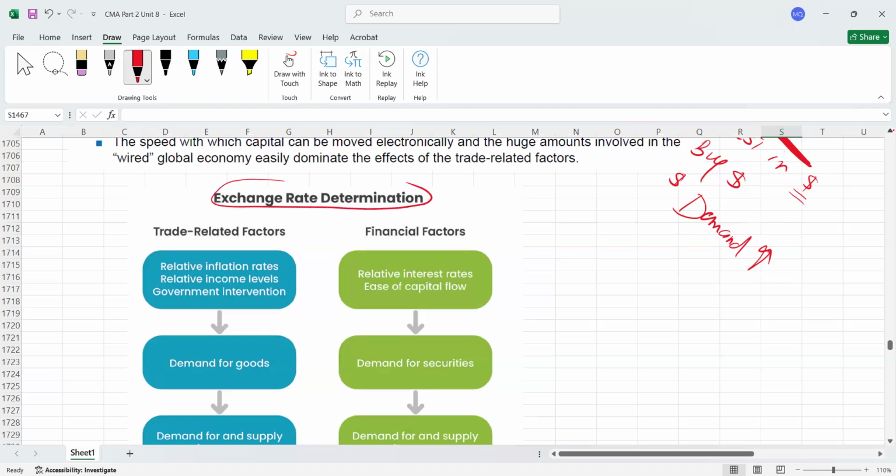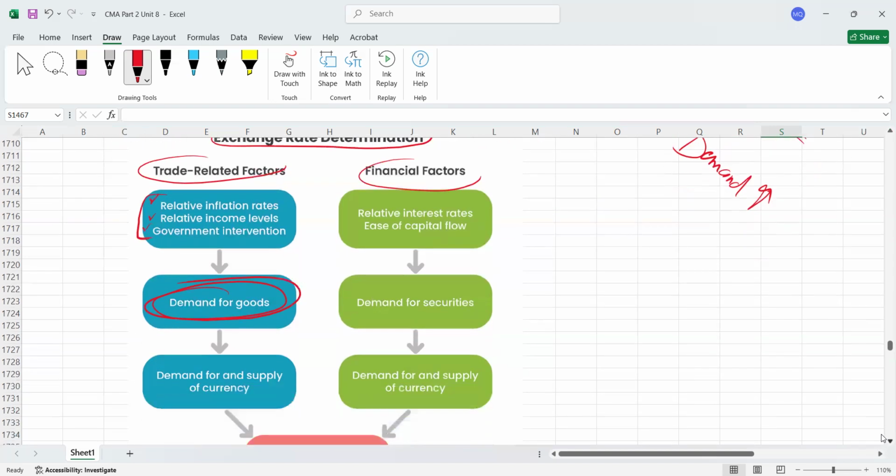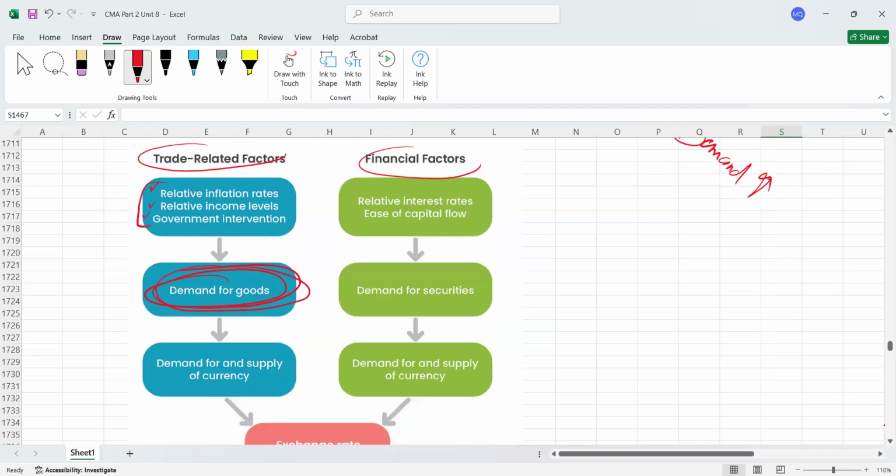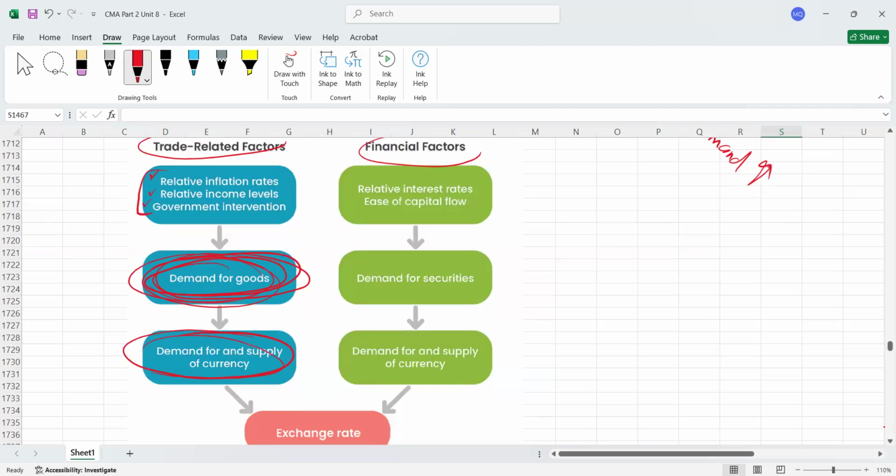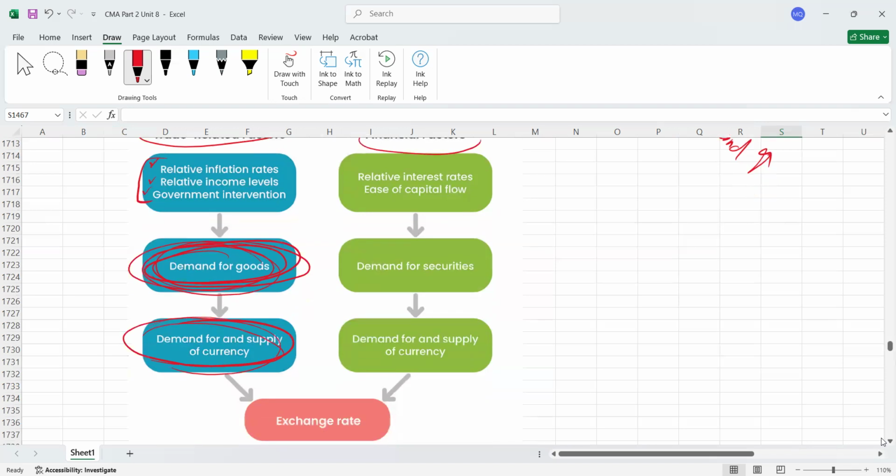I told you how exchange rates fluctuate actually. So we have three trade related factors and two financial factors. Trade related factors were relative inflation rate, relative income levels, and government intervention. Actually, these factors will affect the demand and supply of goods or services. And due to the demand and supply of goods and services, the demand and supply of the currency will change, because obviously to buy or sell goods we need currencies, right? So due to the demand for goods, demand for and supply of currency will change, and due to that the exchange rate will fluctuate.